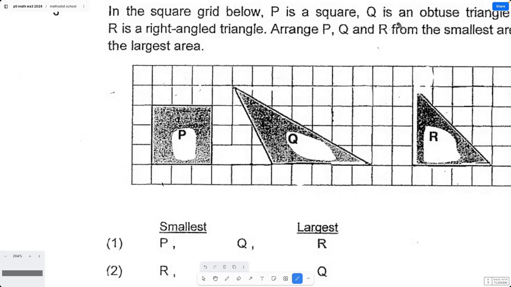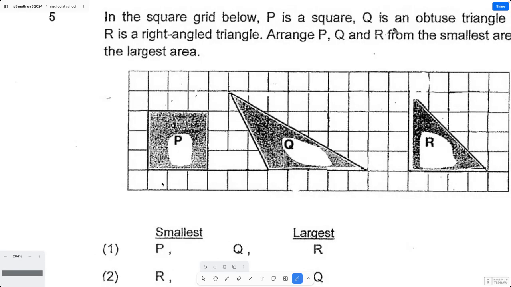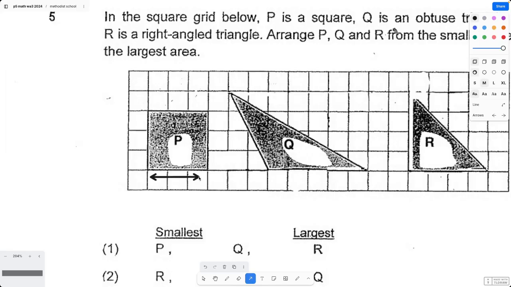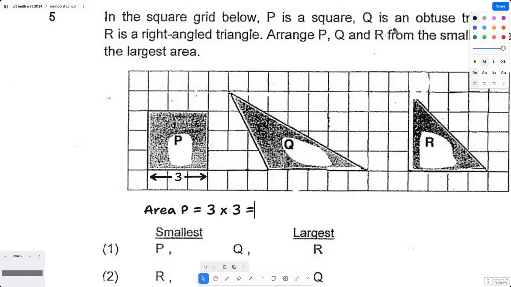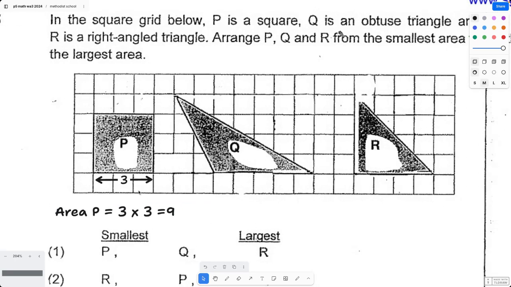Okay, so first we need to get the length. For the square, one of the legs is 3 squares long. So that means the area of P is equal to 3 times 3, equal to 9. Okay, so area P is 9. Okay, let's go to Q.